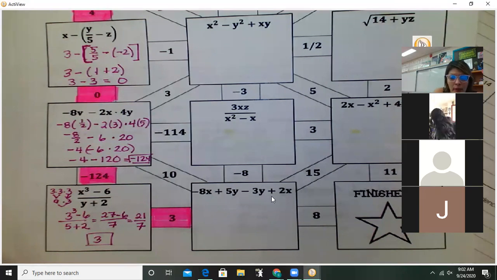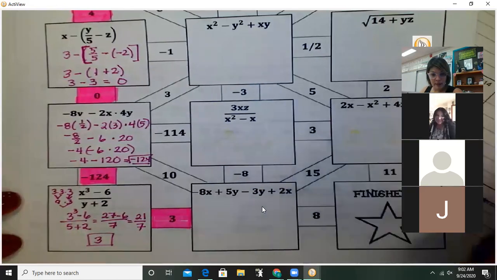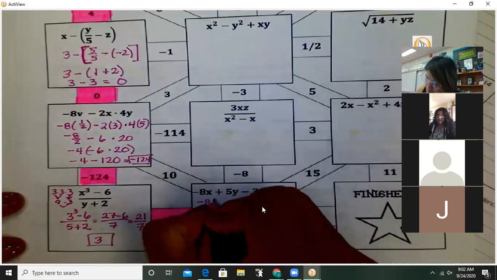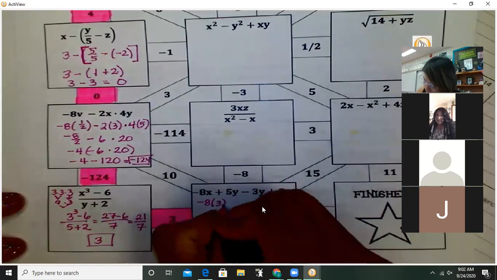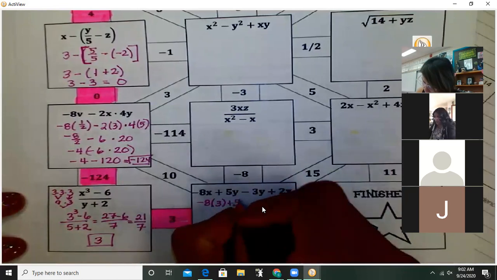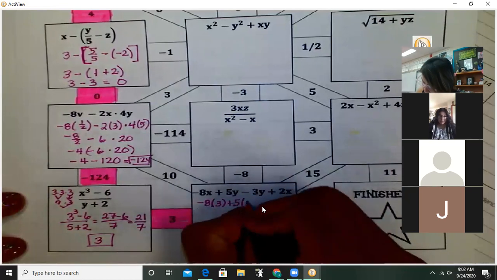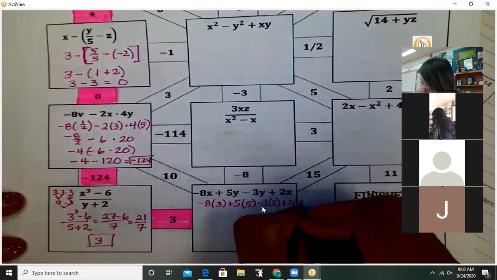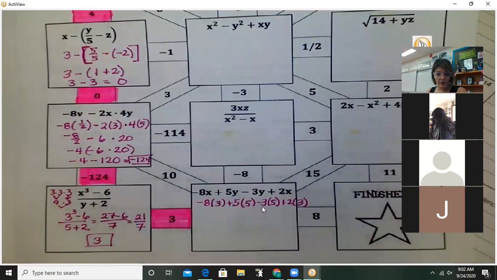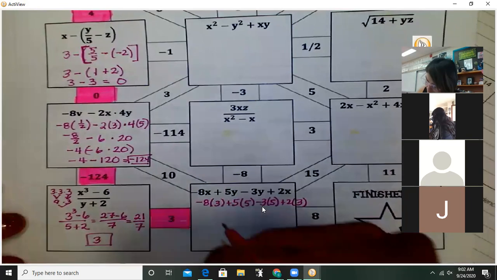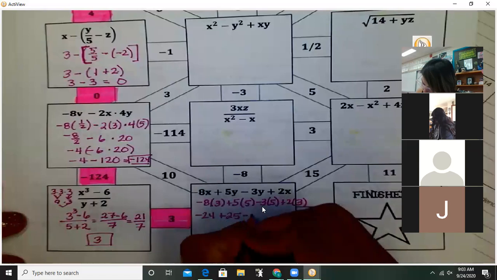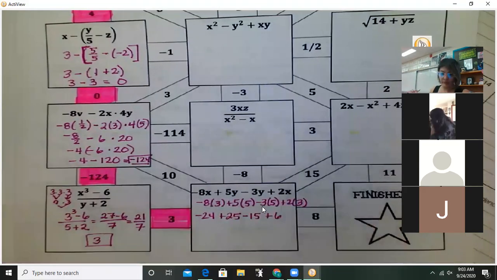I'm gonna go ahead and work here. Wow, there's two options. I can get -8 and +8. So I'm gonna go ahead and do -8 times 3 plus 5 times 5 minus 3 times 5 plus 2 times 3. Plugged in everything, kind of wrote a little big. So I'm gonna have -24 plus 25 minus 15 plus 6.